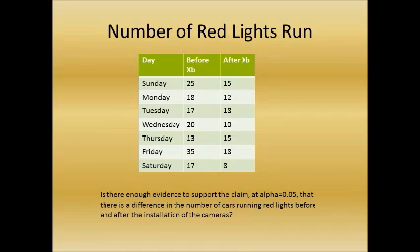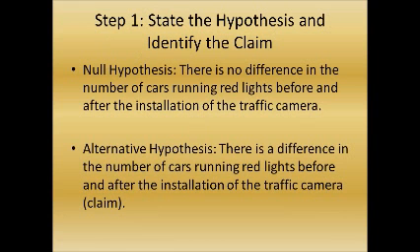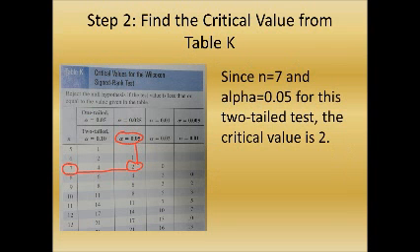The first thing we do is to always state the hypothesis and identify the claim. In this case, the null hypothesis is that there is no difference in the number of cars running the red lights before and after the installation of the camera. So, our alternative hypothesis will be there is a difference in the number of cars who run the red light. Step 2, we find the critical value using Table K. We find that the critical value is 2.